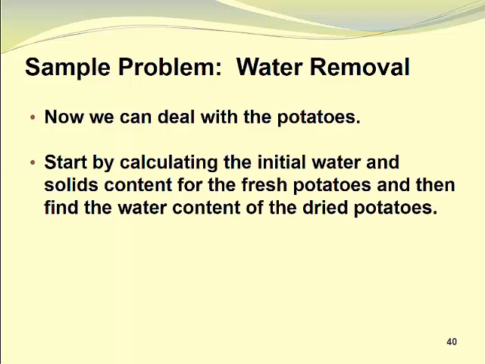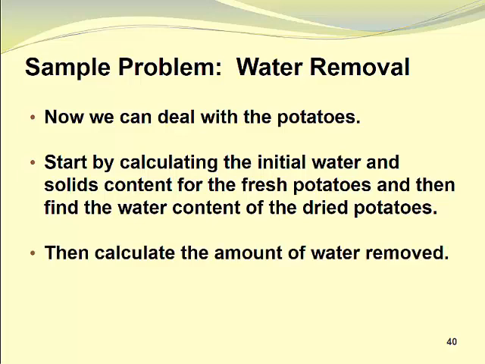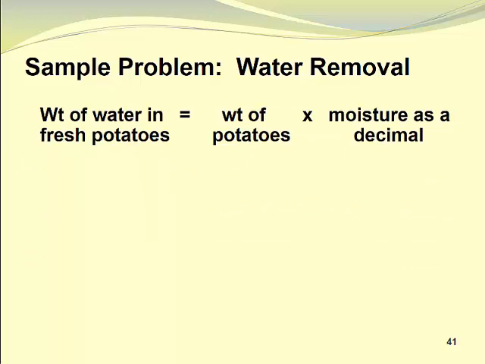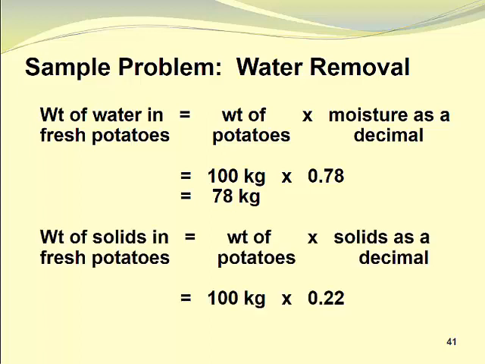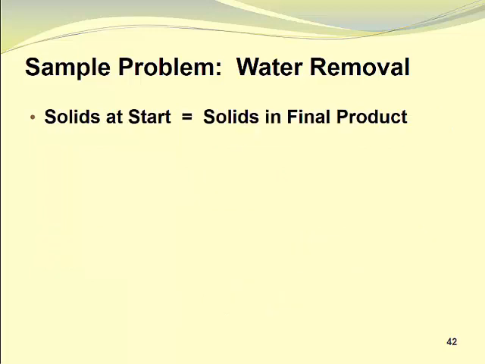We're going to start by calculating the initial water and solids content for the fresh potatoes and then find the water content of the dried potatoes. Once we've done that, we can calculate the amount of water that will be removed. The weight of water in the fresh potatoes will be equal to 78 kilograms, and the weight of solids in the fresh potatoes will be equal to 22 kilograms.